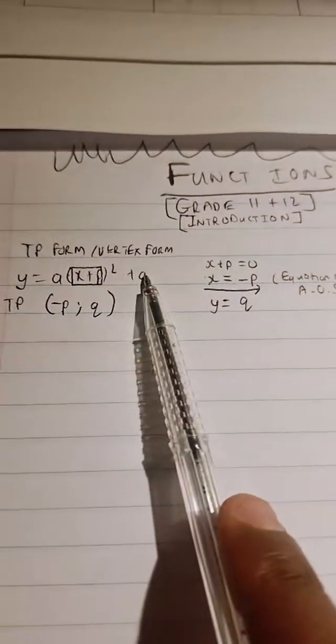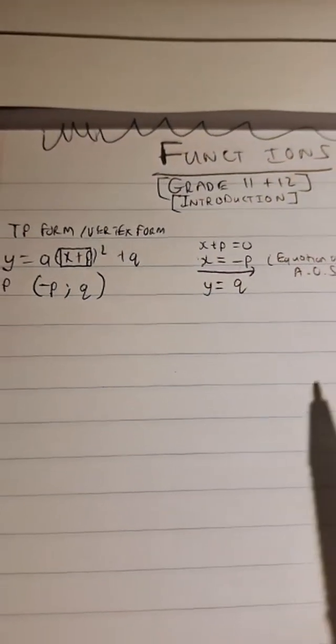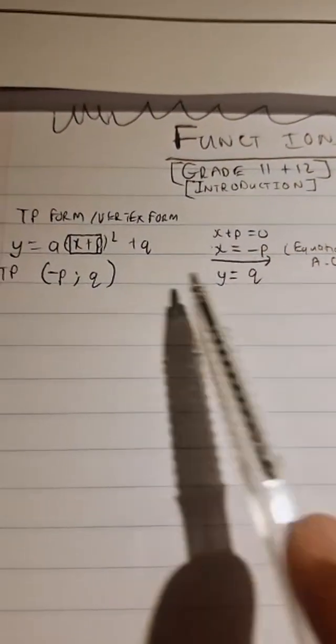Also, the y coordinate of the turning point, it's always q exactly as it is, guys. If this is plus 3, it's plus 3. If it's negative 7, it's negative 7. Whatever the sign is of the constant.